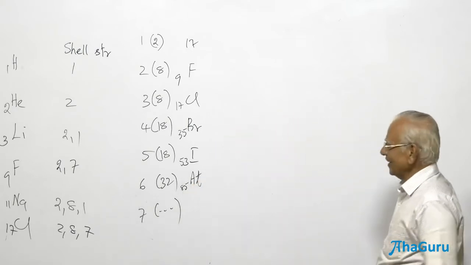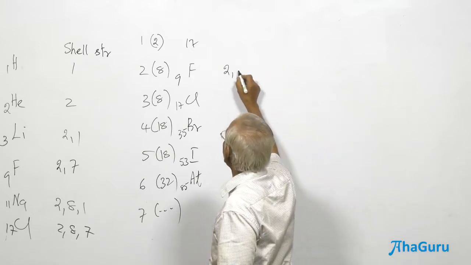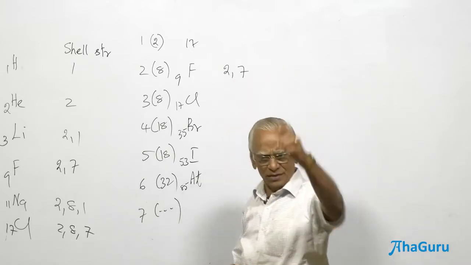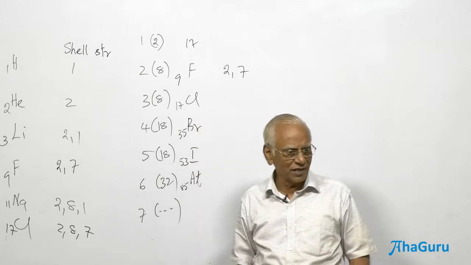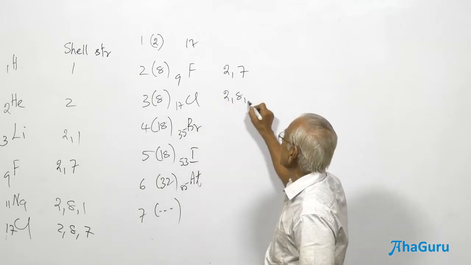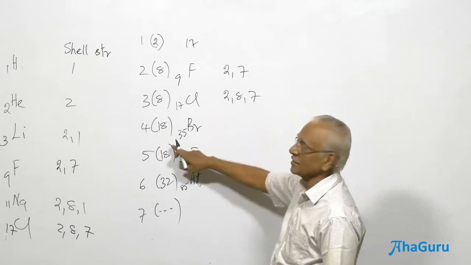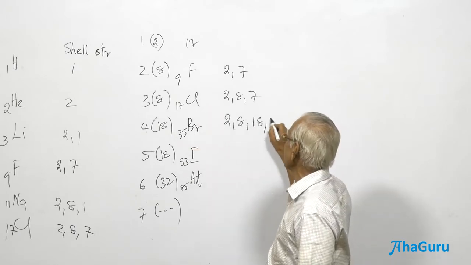Now, having this, let me write, I am able to write the electronic configuration 2, 7. Now all the elements should have 7 electrons. What is the difference here? 8 here. Where do I insert 8 here? 2, 7. What is the difference? It is 18 here. Where do I insert 18 here? 2, 8, 18, 7 here.